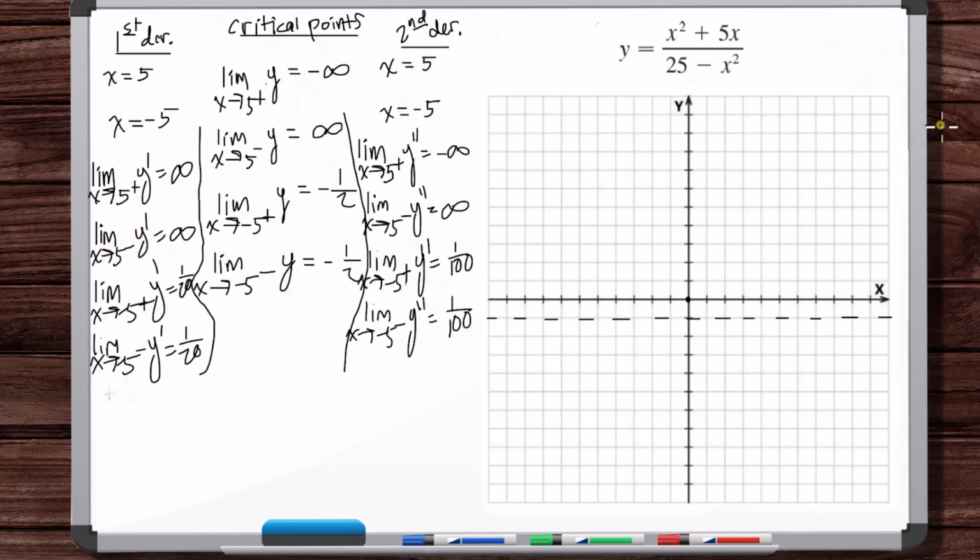So in other words, we know that. So let's draw x approaching 5. 1, 2, 3, 4, 5. So, okay, as x approaches 5 from the positive direction, we're going to negative infinity, and then from the negative direction, it's going to positive infinity.